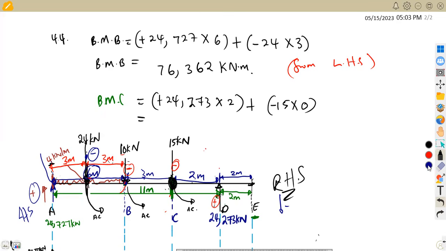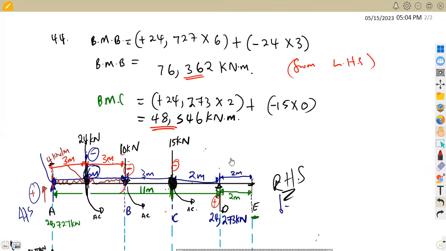Okay, let me just change this one. So that's 48,546 kilonewton meter. All right, so that's it, guys. We've got the bending moment at B here, the bending moment at C, so that is 2 marks for that.